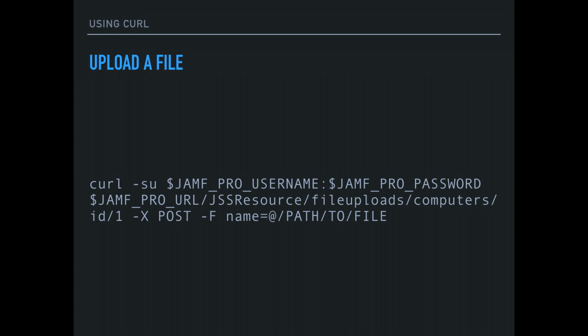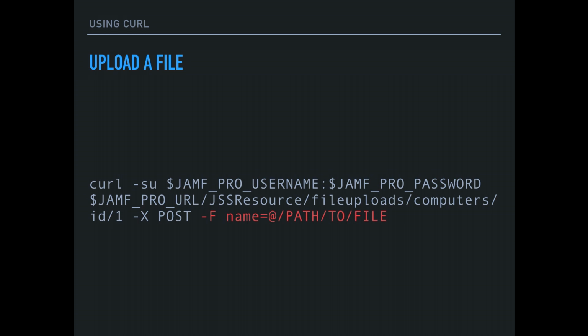Again, you're seeing a lot of the things we've already done, but here the endpoint we're hitting is fileuploads, and then we're specifying that we're uploading to a computer record with the ID of 1. Once again, we're doing a POST here because this is a new file, so we're using the -X to specify our request type. And then here, we're using that -F flag, and that's what we're using to specify the file. Then we just put the path to the file in there after the @ sign.